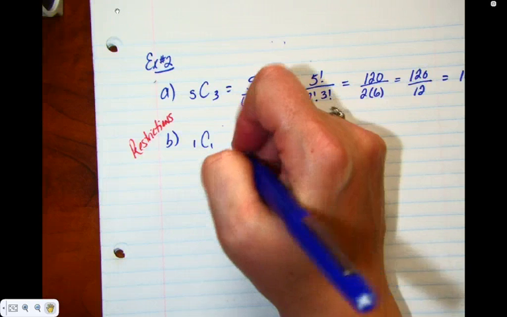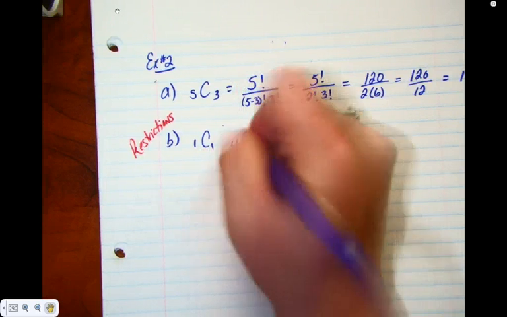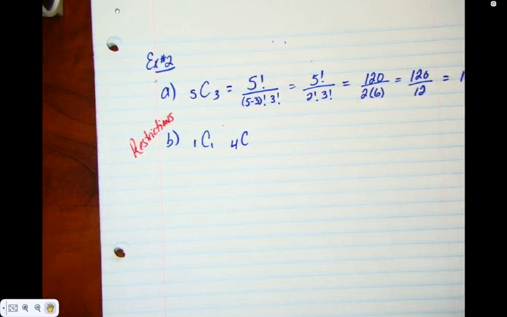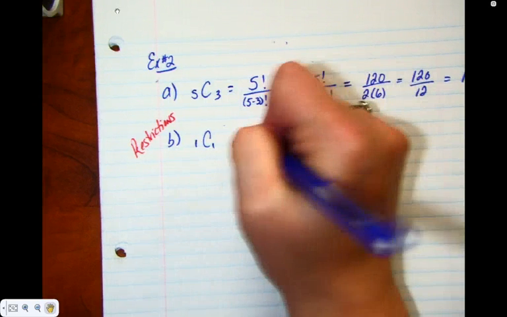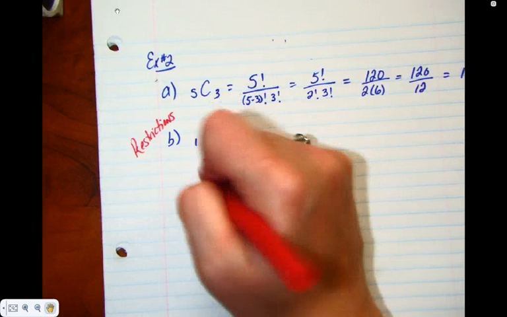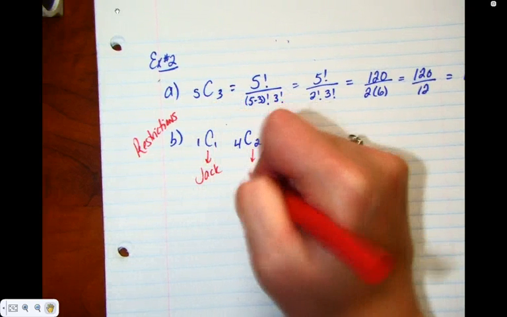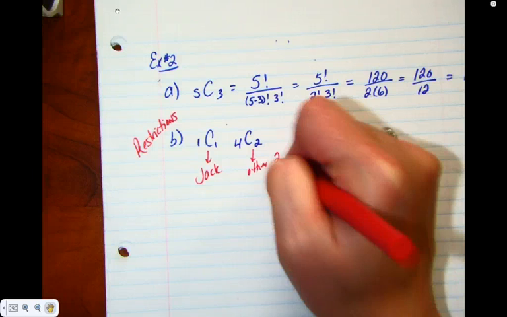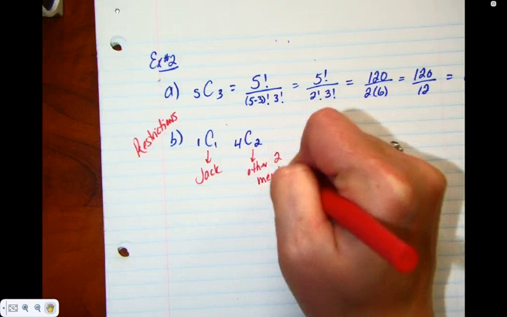1. I started with 5. How many are now left? 4. And how many more committee members do I need? 2. So this represents picking Jack. And this is the other 2 members.